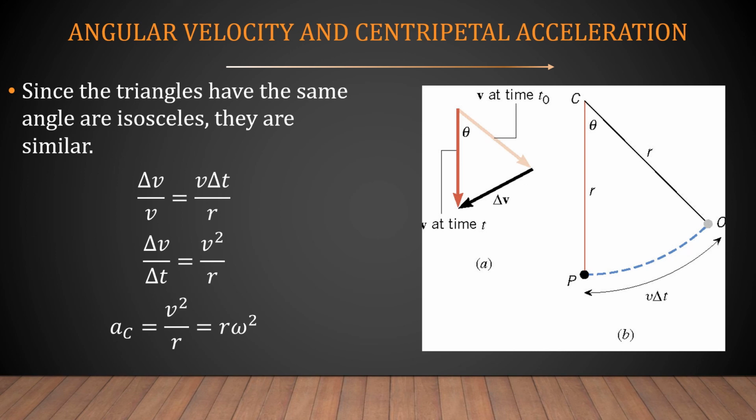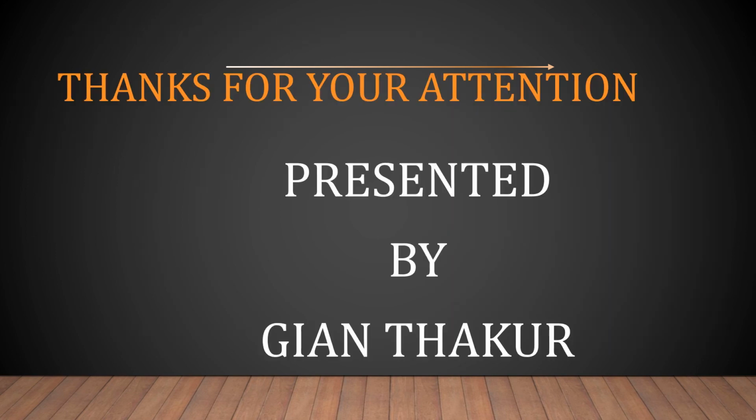Put the value of v, the linear velocity, that we calculated in the previous slide. v is equal to r omega. Then it becomes r square omega square upon r; cancel, then remaining is r omega square. This is the expression for centripetal acceleration. Thanks for your attention.